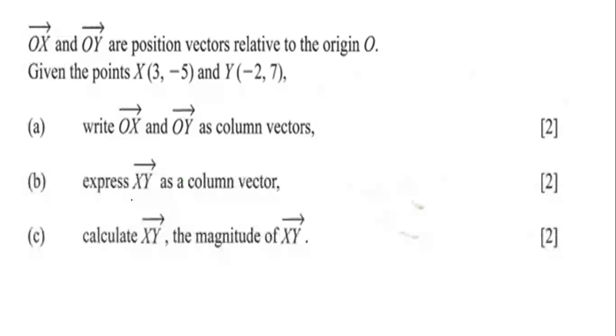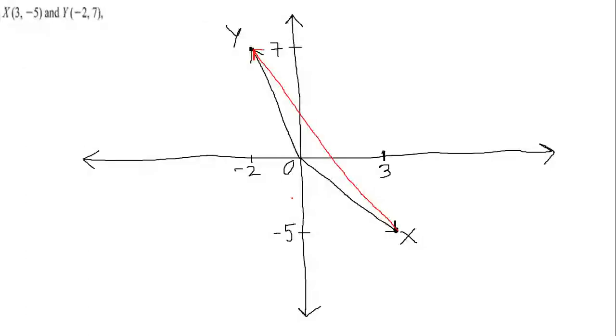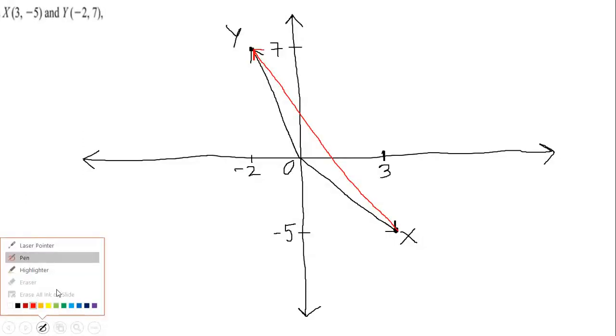And here they want us to express XY as a column vector. But what is XY? Now can we find XY? Let's consider this diagram here.